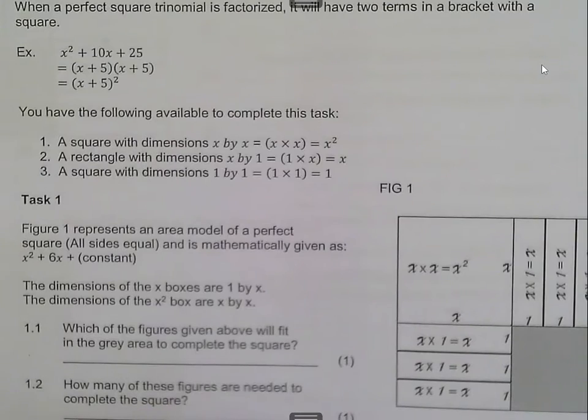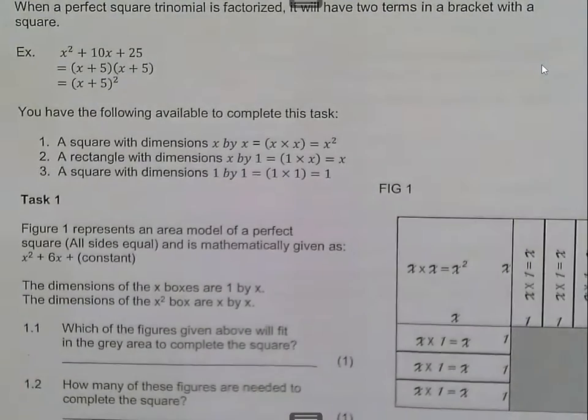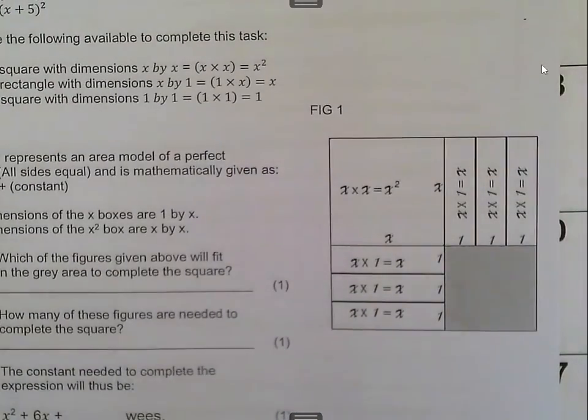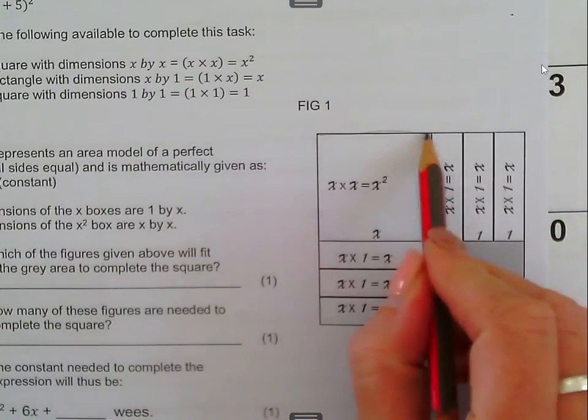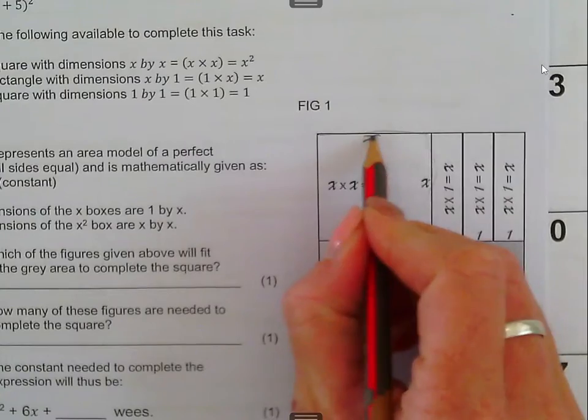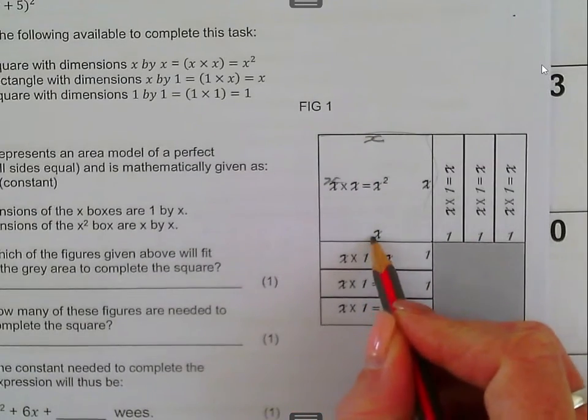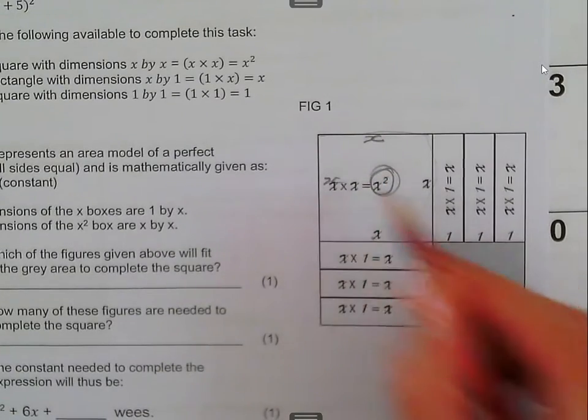Right. Now, I say you have the following available to complete this task. I didn't copy that part of the page for you. We're just going to do it together here. So you have a block that is x by x, the size of it. So look here, this is now x by x. That means this side is x, this side is x, this side is x, this side is x. So do you agree that will be x squared?